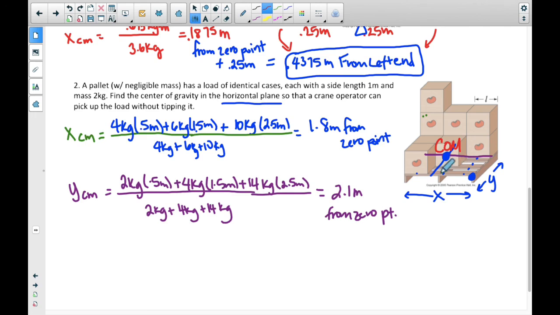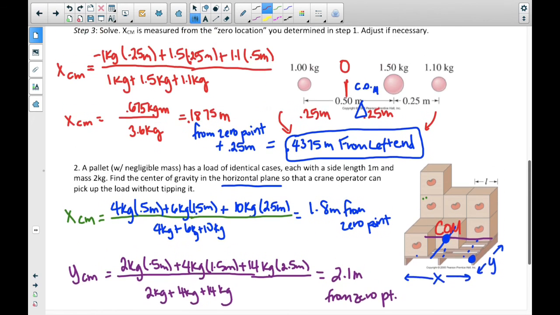I tried to draw that on here and I'm not sure if it even helped at all. But if you can see this in the 2-dimensional plane rather than the 3-dimensional, that's where your center of mass would be. I tried to go over 1.8 meters in the x direction and over 2.1 meters in the y direction, and it's going to be there, that is the center of mass. And again, important because then the crane operator can adjust and knows what to expect when they pick up the pallet. So that's how you find center of mass in 2 dimensions.